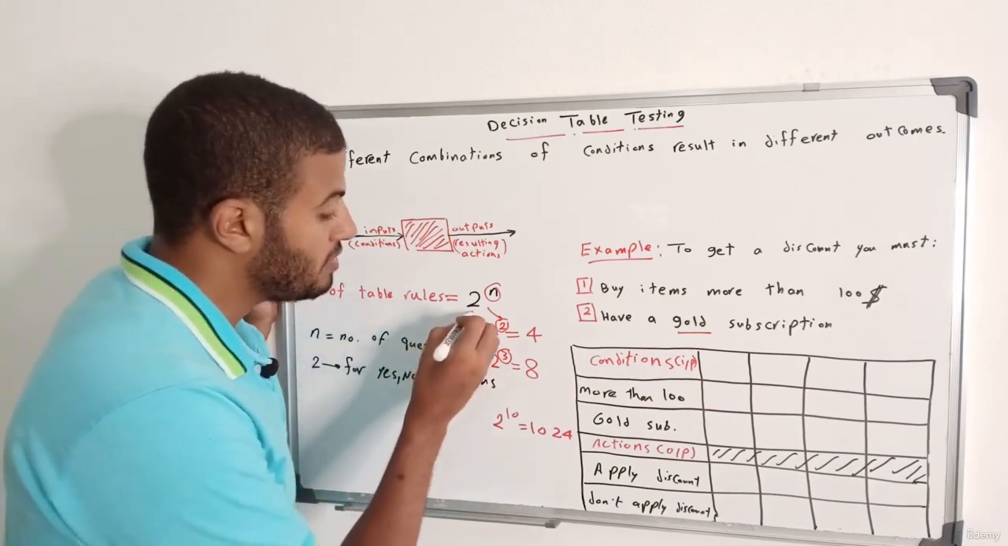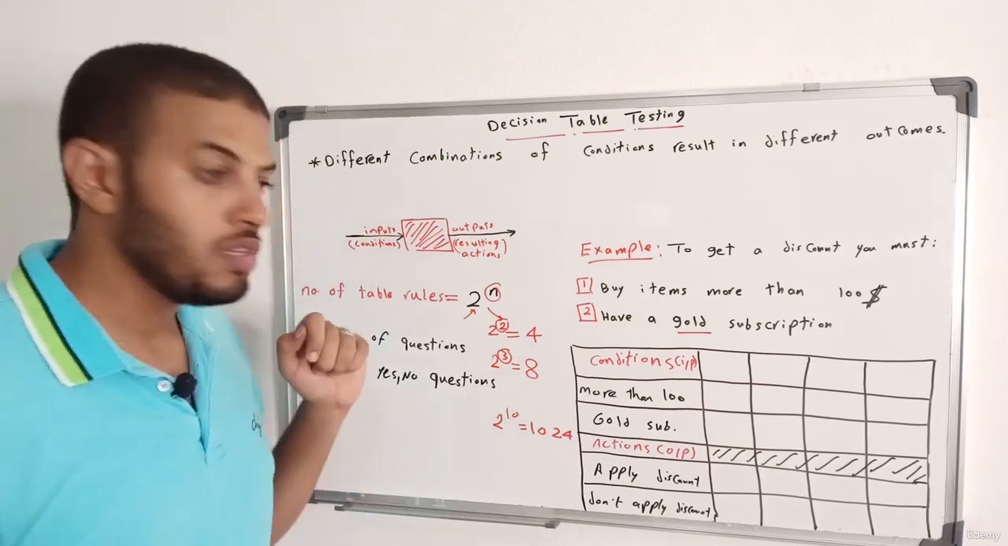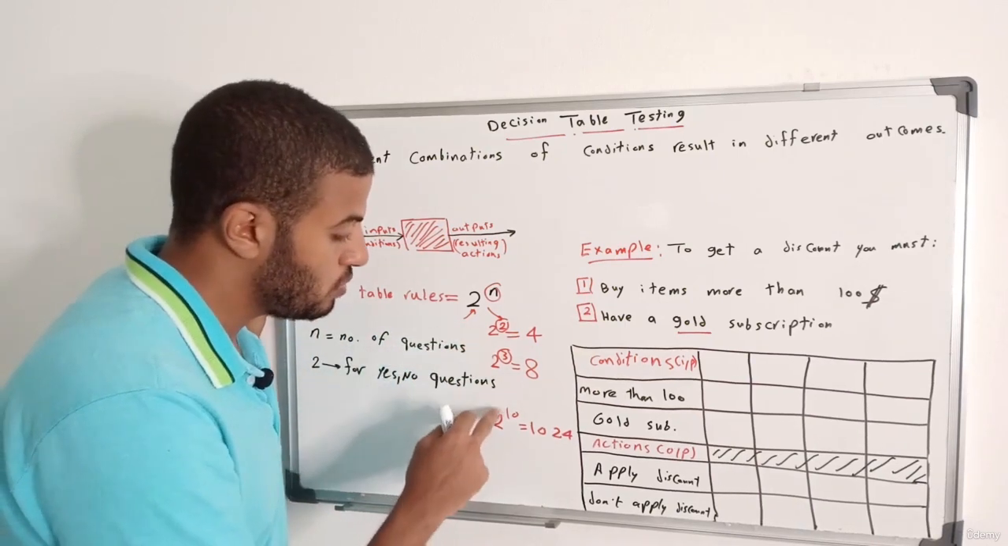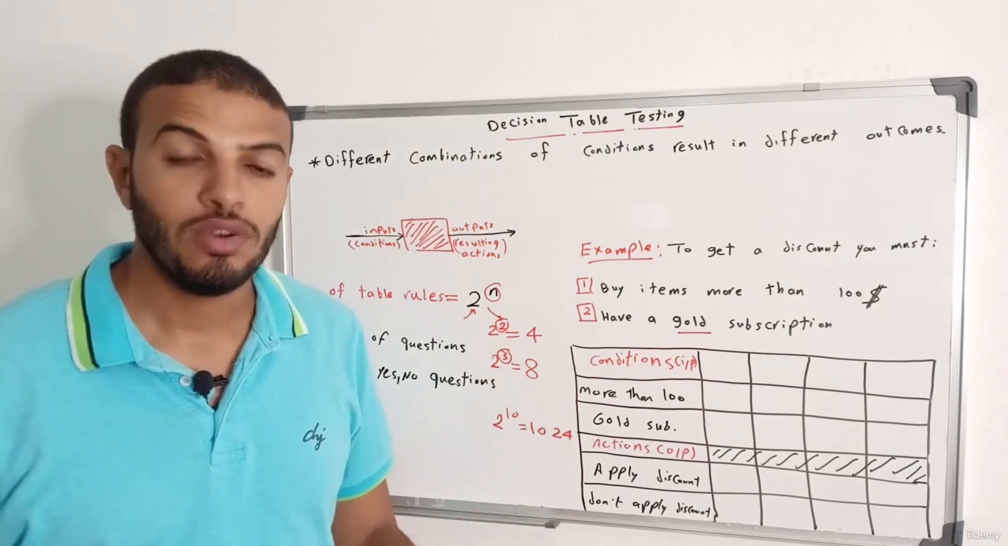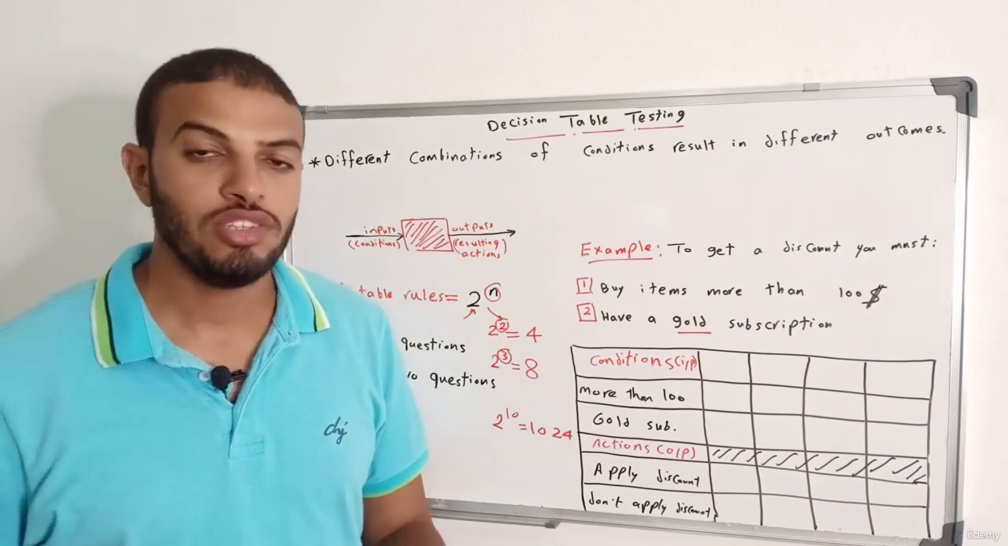Okay, but when does this number change? Like you see, it is always 2, 2, 2. How can we change it? Or what is the situation that it is changed in?